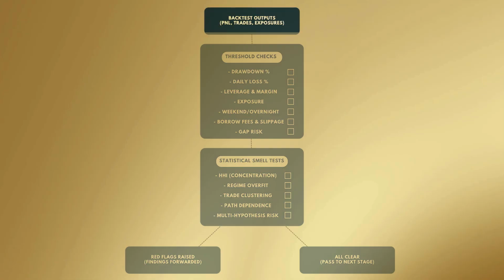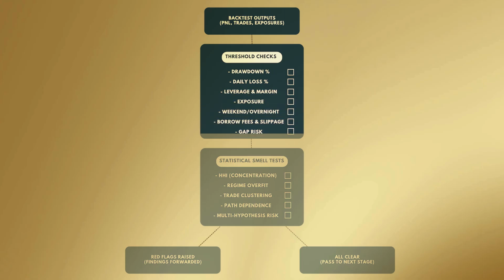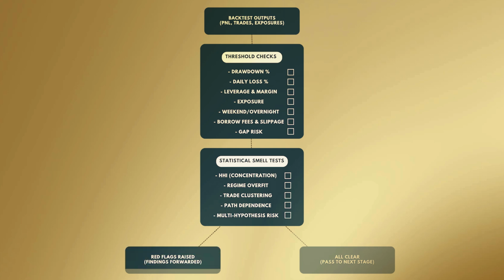Metrics lints. We start with the backtest outputs. First, we run threshold checks: drawdown, daily loss, leverage, margin, exposure, weekend overnight holding, borrow fees, slippage, and gap risk. Then we move to statistical smell tests. HHI for concentration, regime overfit, trade clustering, path dependence, and multiple hypothesis risk. If anything trips a rule, we raise red flags and send them forward as findings. If all clear, the strategy passes to the next stage. Together, they give a complete deterministic safety net.